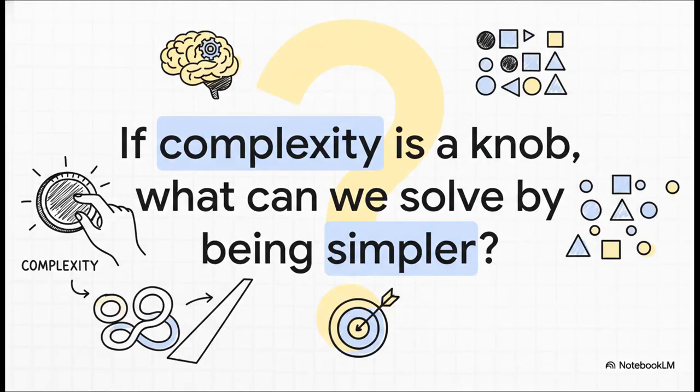And that leaves us with a final thought to chew on. In machine learning, we've just seen that deliberately adding a penalty for complexity, intentionally making things simpler, can actually lead to a smarter, more effective result. So the question is this: if complexity is just a knob that we can turn, what's the next great problem out there that we can solve just by choosing to be simple?